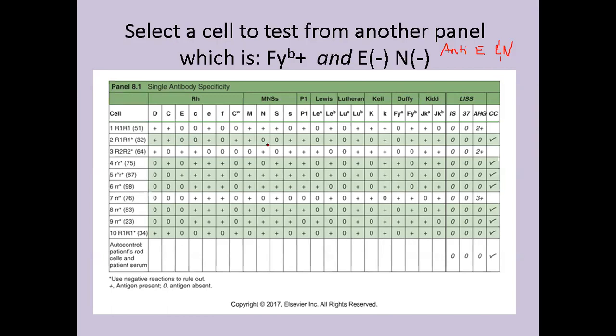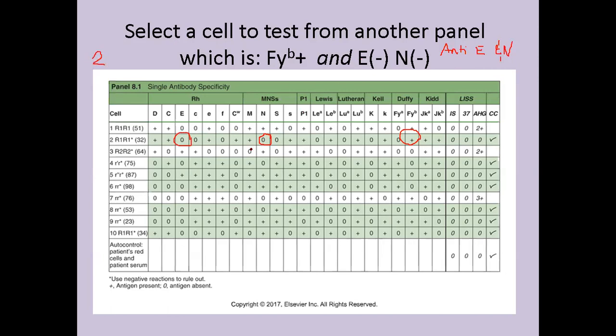So that's good, but what we need to make sure is that Duffy B antigen is there. So let's see if our third thing is going to fit. Yes. Okay. So we have Duffy B. We have no N, so we're eliminating the anti-N reacting. And we have no E antigen, so we're eliminating the anti-E. So this is going to fit. This cell can be used, cell 2.